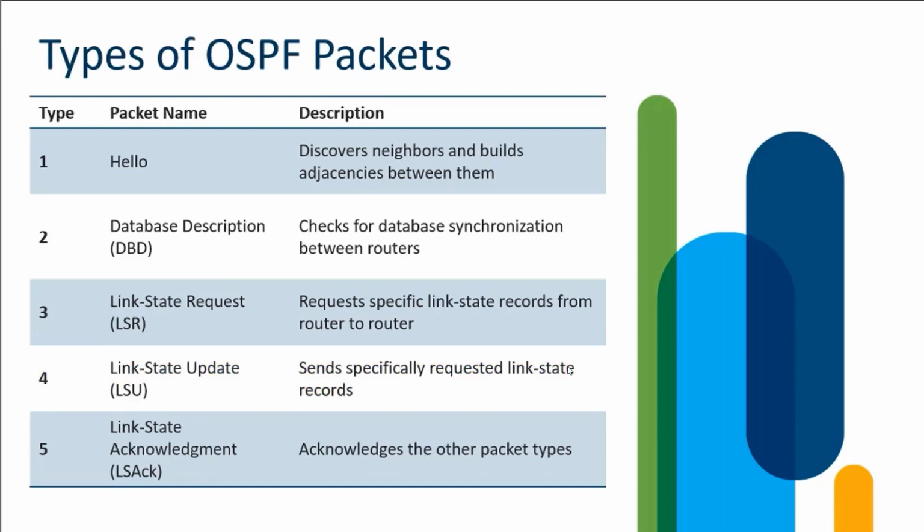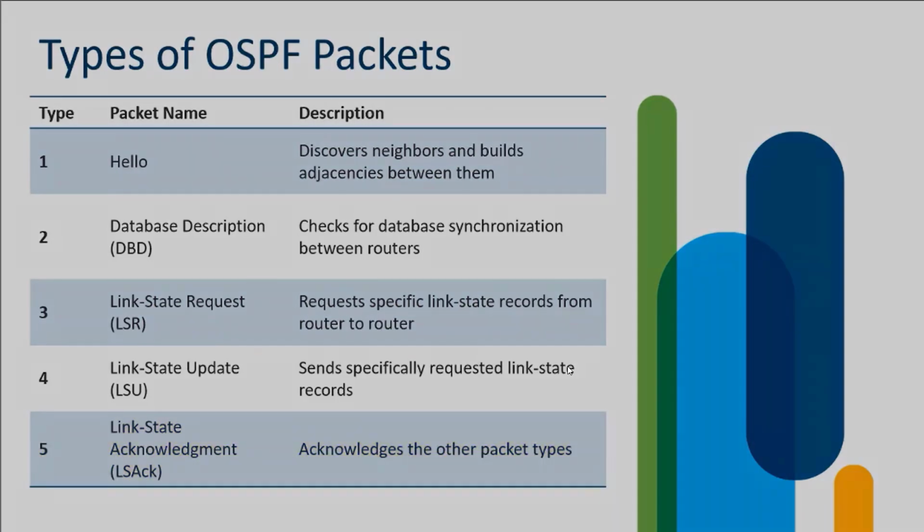Type 5 is going to be the link state acknowledgement. The LSAC is actually able to acknowledge every other OSPF packet type except for a hello. You don't ACK a hello. And also we don't ACK an ACK. Those would be a forever acknowledgement going back and forth. So link state acknowledgements are awesome for acknowledging other packet types that aren't hellos and aren't acknowledgements.